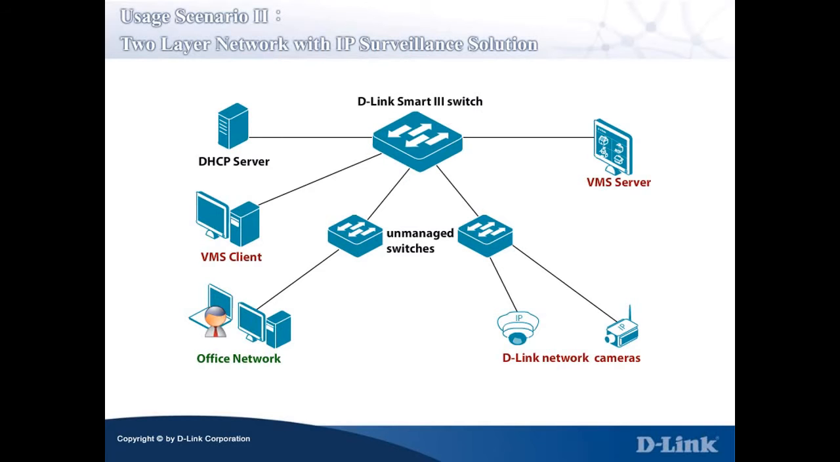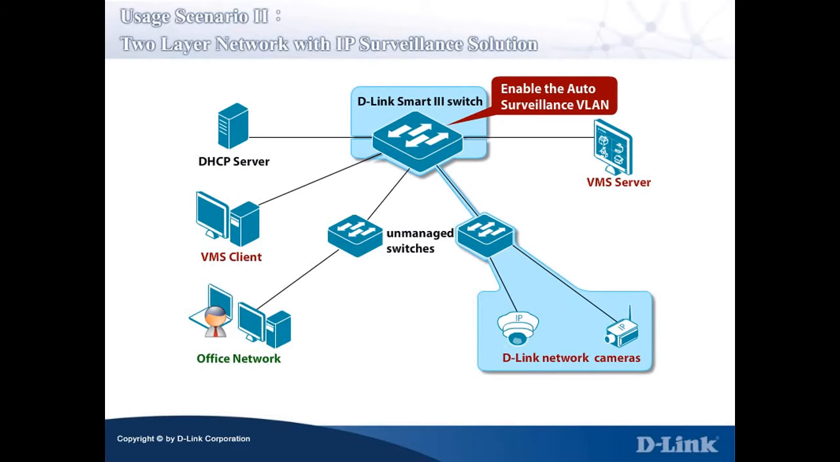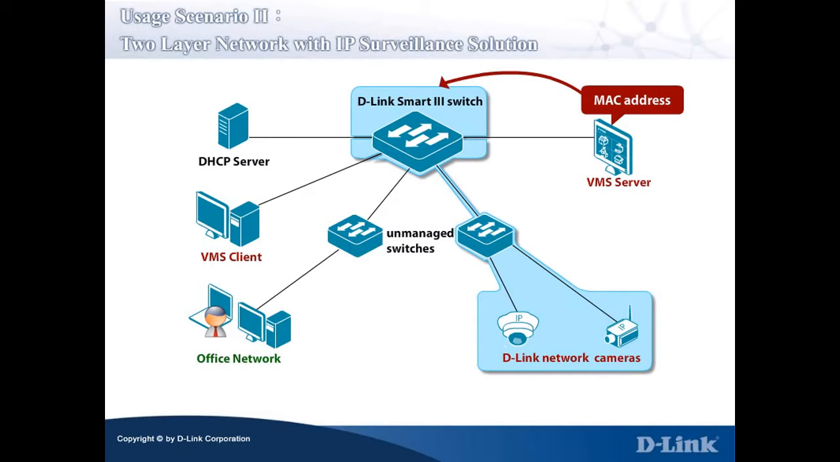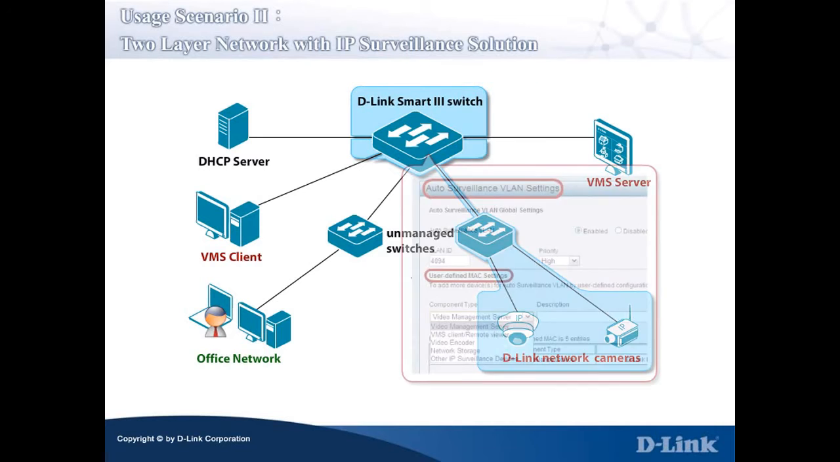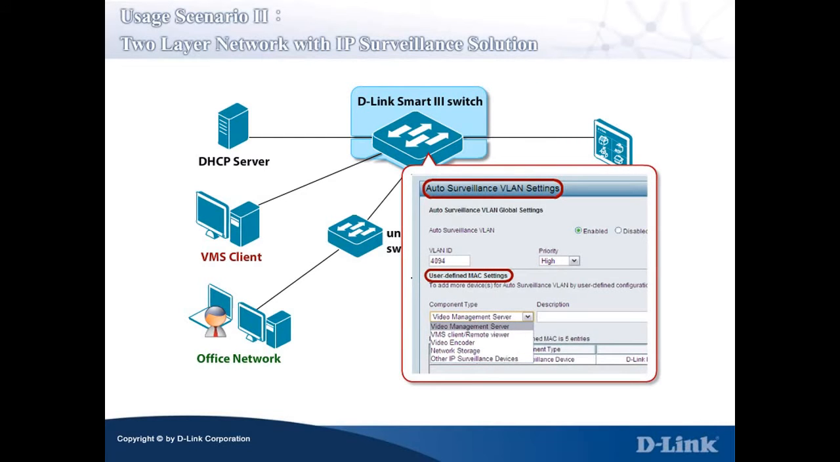Like Usage Scenario 1, you only need to enable the Auto Surveillance VLAN feature. D-Link network cameras are automatically added to Auto Surveillance VLAN with high priority. To record and view videos from the network cameras, we have to add the MAC address of the VMS server to the Smart 3 switch Auto Surveillance VLAN settings. Follow the steps adding user-defined MAC settings we showed you in the Usage Scenario 1.